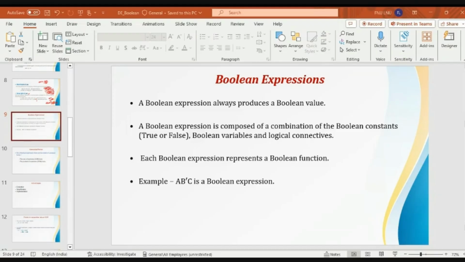Today is going to be Boolean expressions. There are two types of Boolean law terms. Canonical form we call. Those are like POS or SOP, product of sum or sum of product.